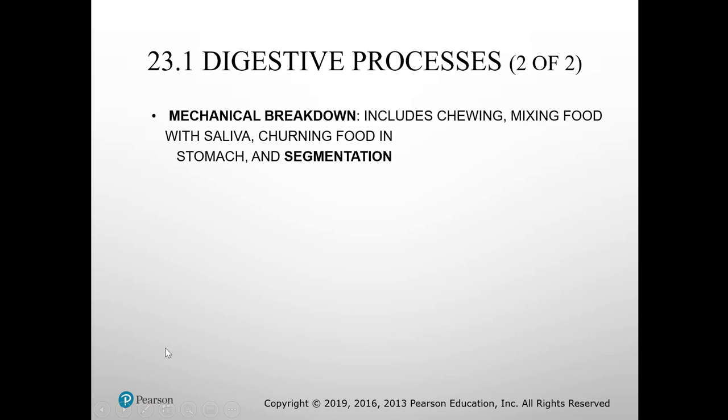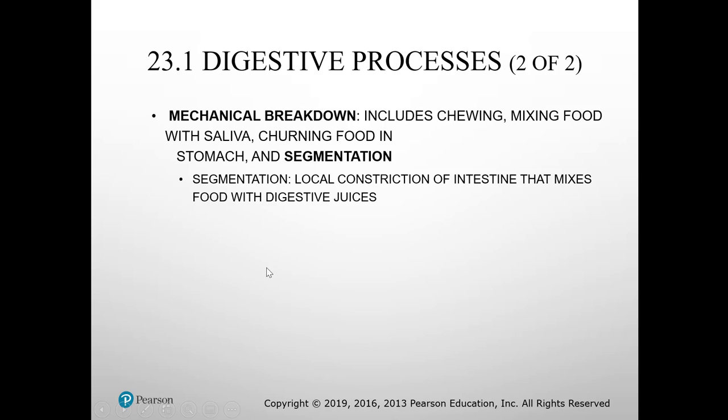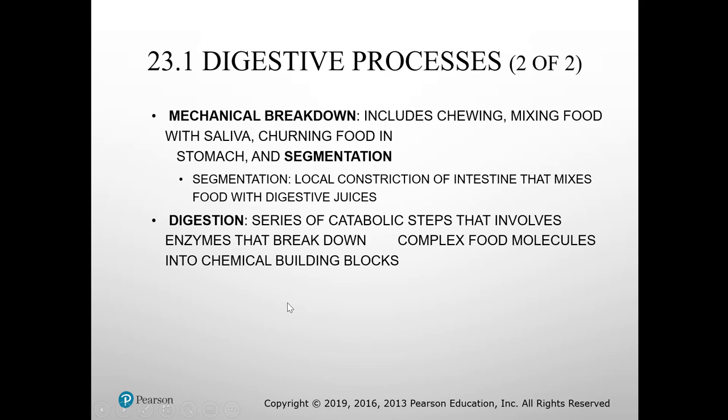So the digestive process is made up of mechanical breakdown. That means food is being chewed. There's also mixing with the saliva, churning of food in the stomach, and also the segmentation process, which, like what I told you, is a local turning around of the food by constriction of the intestine, so that food can be mixed with the digestive juices.